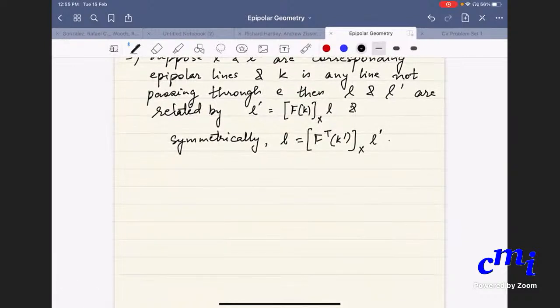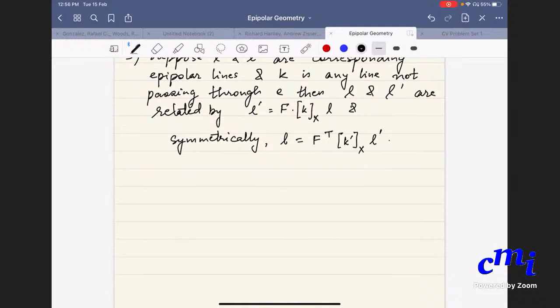To understand this, I have made a mistake. This should not be like this, because F of K will not make sense. F times the matrix of this cross product, that will make sense, right? And similarly here, what will make sense is F transpose K prime.